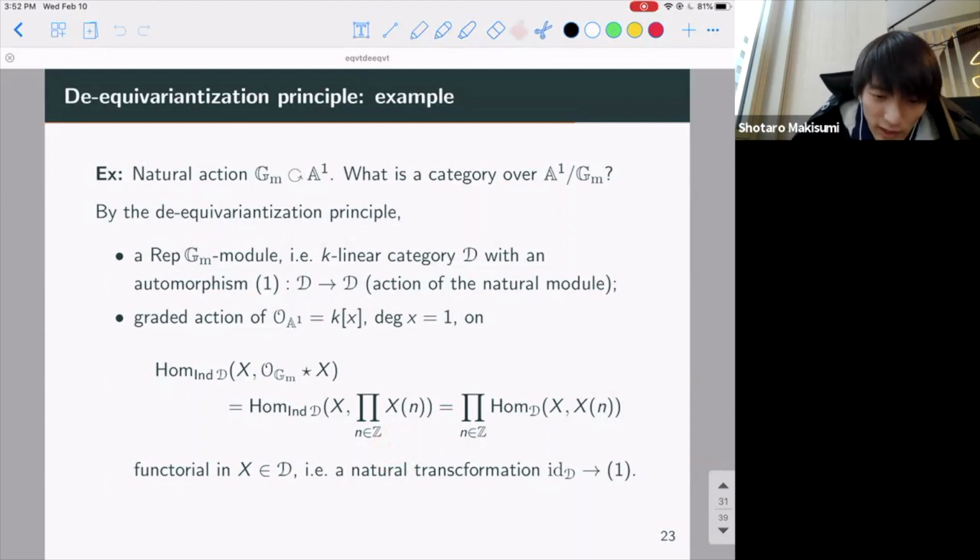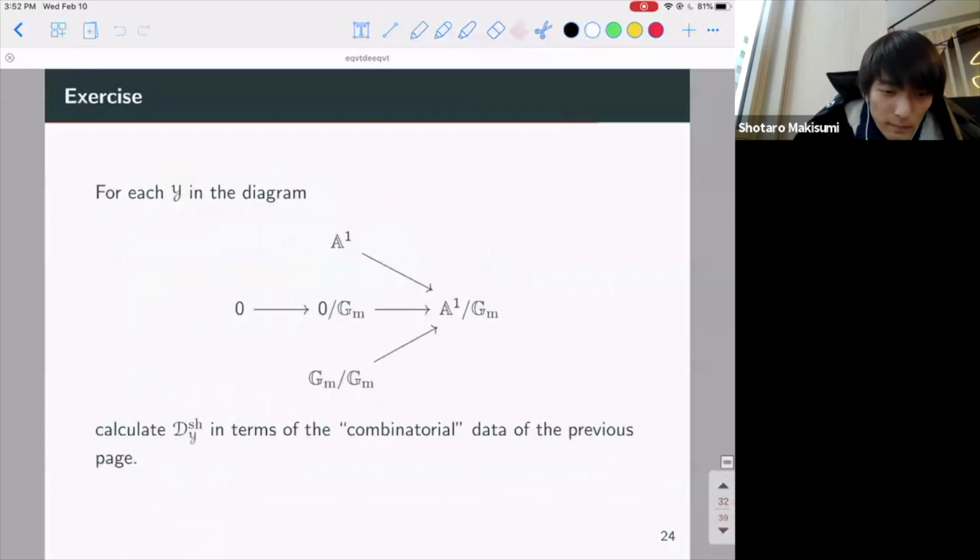So to give an action of this algebra that's GM equivariant is the same as giving a graded action of this polynomial ring on this Hom space, graded in a natural way. So it's the same thing as giving a natural transformation from the identity functor to shift by 1. So we boil down something geometric into some kind of combinatorial data, just two pieces of data.